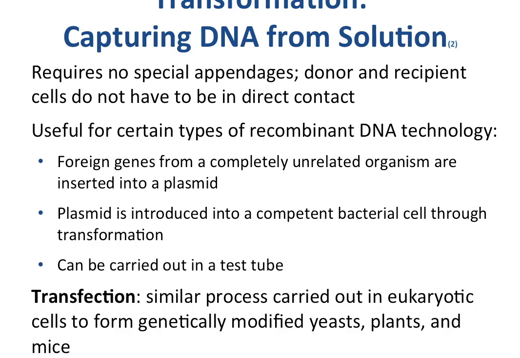So this means for the transformation, the donor cell and the recipient cell don't have to connect together. They can live independently. However, if the recipient cell has the capacity to take up a certain genetic fragment, it can do that. They are called competent cells.